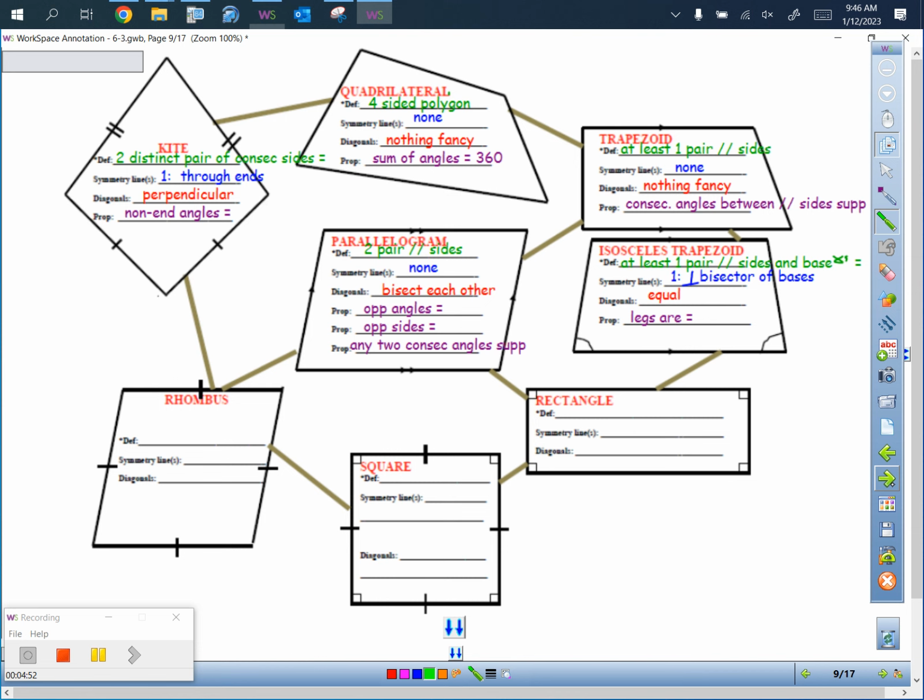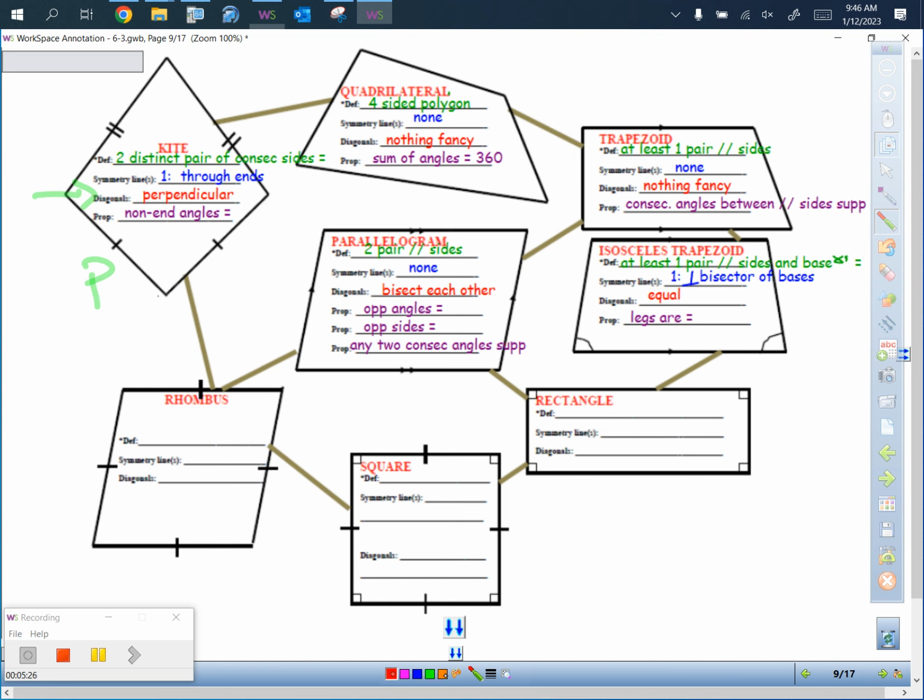I'm going to just work on the diagonals. I'm going to show you something. Why don't we do this on our hierarchy? It's going to save your life. What is true about the diagonals of a kite, guys? They are... Why don't you please put a big P right here? Those diagonals are perpendicular.